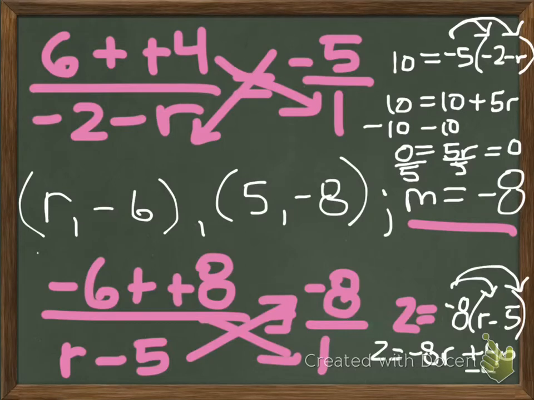So I need to subtract 40, which gives me -38 equals -8r. So I would divide both by -8. So I have 38 divided by 8, which is actually going to give me a decimal. And it's going to be positive because I have two negatives that I'm dividing by. So r, in this case, would be positive 4.75.